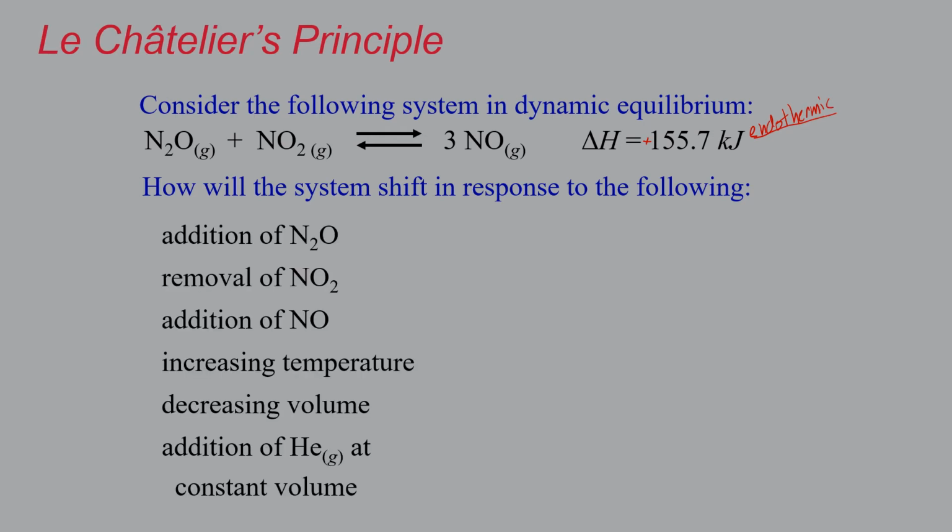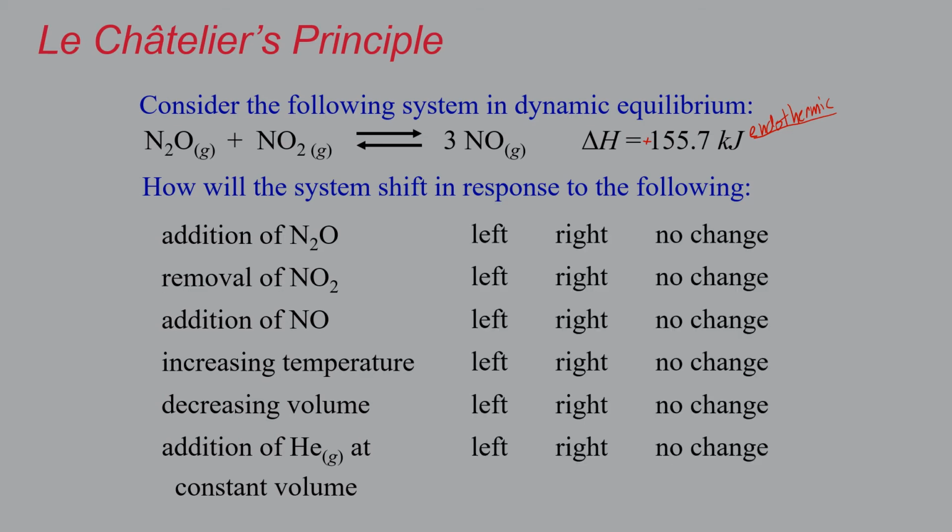All right, so I have 6 possible disturbances to an equilibrated mixture of N2O, NO2, and NO. And so there's a few ways that we discuss this change of the direction. We can say that it shifts towards the products or the reactants. Left and right is also another way that we often say it. So shifting to the right means shifting toward the products. Shifting toward the left means shifting toward the reactants.